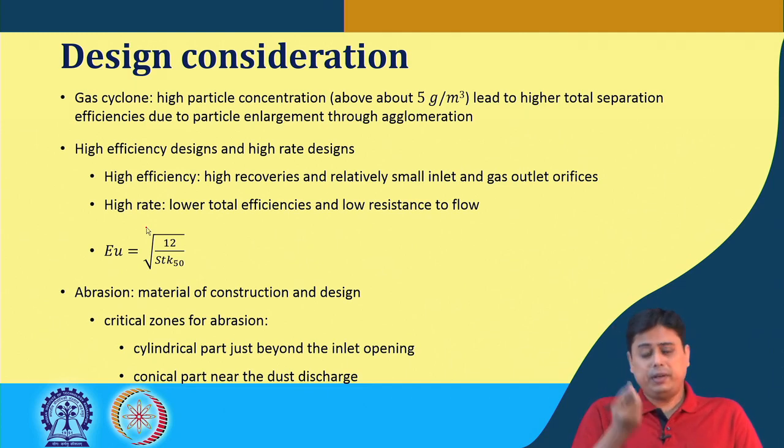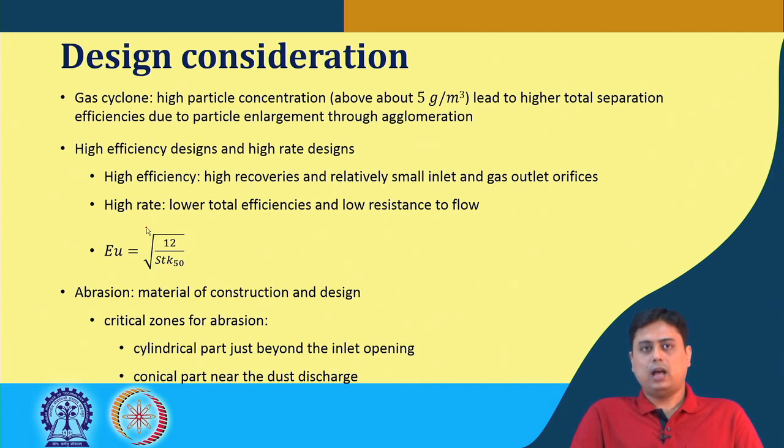The separators in general can be of two types. We have to choose appropriately or wisely depending on where they are being used. For example, the broad categories of these cyclone separators are either high efficiency designs or high throughput handling designs, or high rate designs. One gives us a very low cut size, and the other can handle a large throughput or a large volume flow rate.